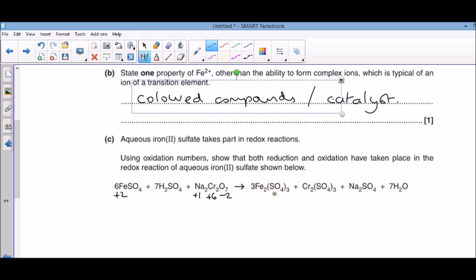Carry on over here, so we'll look at what's happened to the iron. Now we've got 3 SO4, 2 minuses, so that's -6 overall here. And 2 of these, that means that the iron is +3. So we've got iron goes from +2 to +3, which means that it is oxidized. And then our chromium, if we go over here, so SO4, 3 of them again, so that means that the chromium is also +3. So that means that the chromium has been reduced.